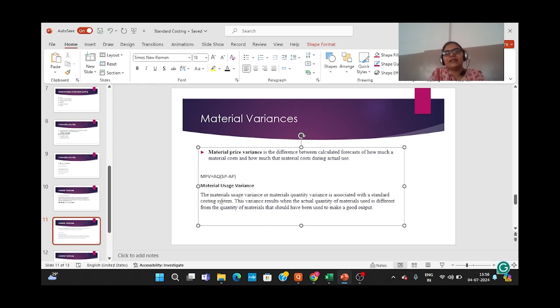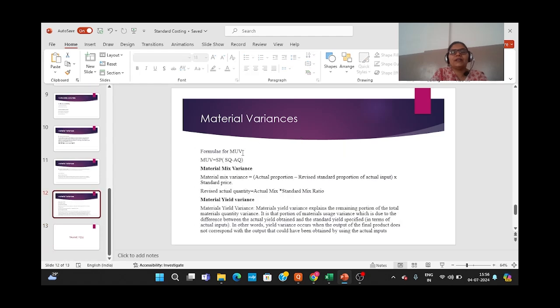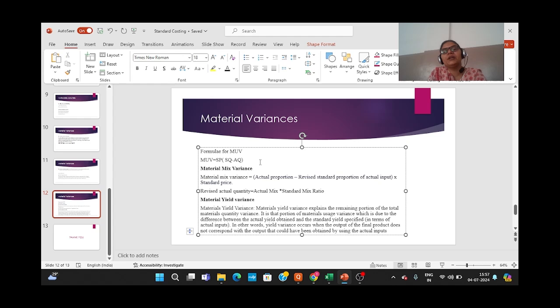Material usage variance is basically associated with the standard costing system, and it is there because of the difference in the quantity of material used. This variance results when the actual quantity of material used is different from the quantity of materials that should have been used to make a good output, and the formula for calculating material usage variance is equal to standard price into standard quantity minus actual quantity.